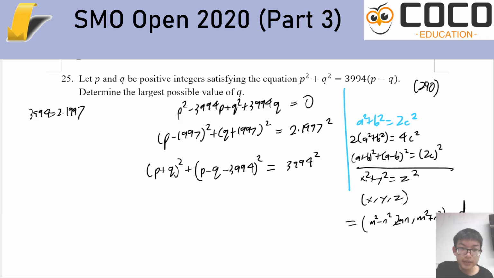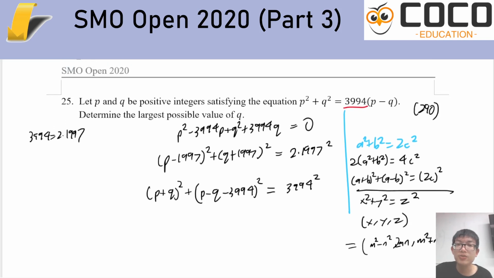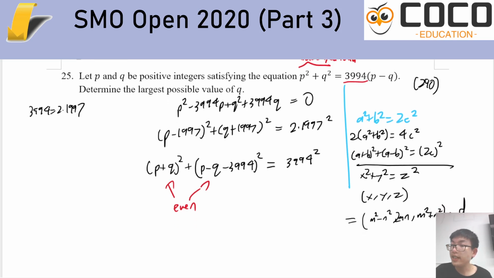In our case here, P and Q, P squared plus Q squared is 3994 times something. At the very least, I do know that these are both even or both odd. They have the same parity, and that would mean that both of these are even. So I can take out one factor of 2. And as I said, 1997 is prime.